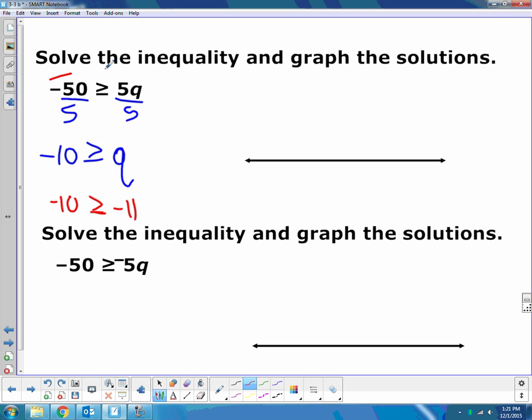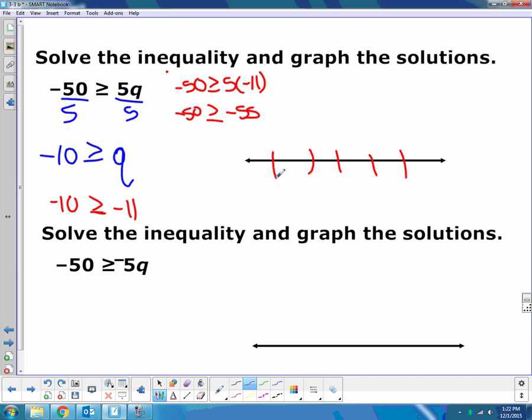If I plug that back into the original inequality, negative 50 should be greater than or equal to 5 times negative 11. If negative 11 is a solution, this should work. 5 times negative 11 is negative 55. Is negative 50 greater than negative 55? Yes, it is. So I've solved it correctly. It works great. I'm going to graph it.